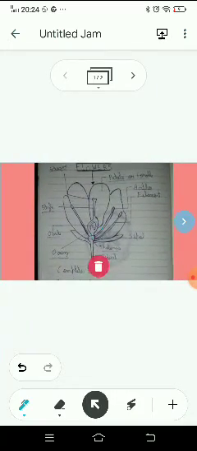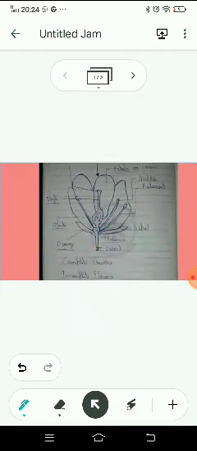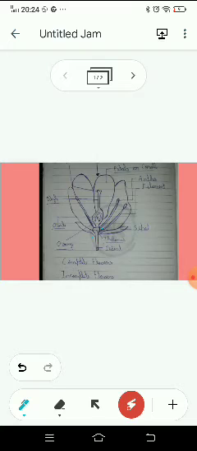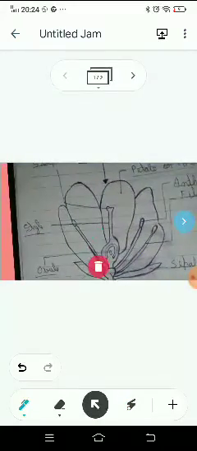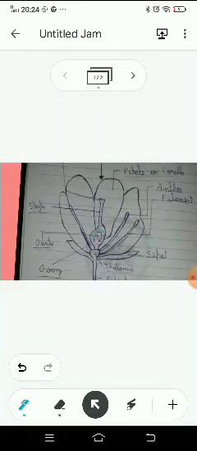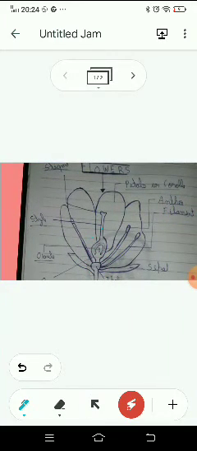For example, this is a flower, and suppose you have removed this androecium. So the gynoecium will be left. When the gynoecium is left, it will be covered under a muslin bag. Why will it be covered under a muslin bag? In order to prevent natural pollination.